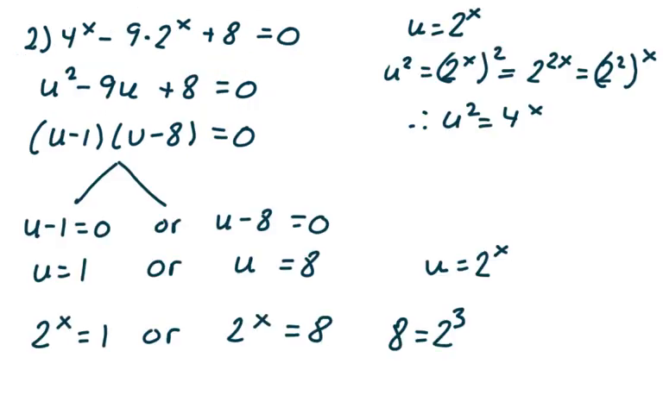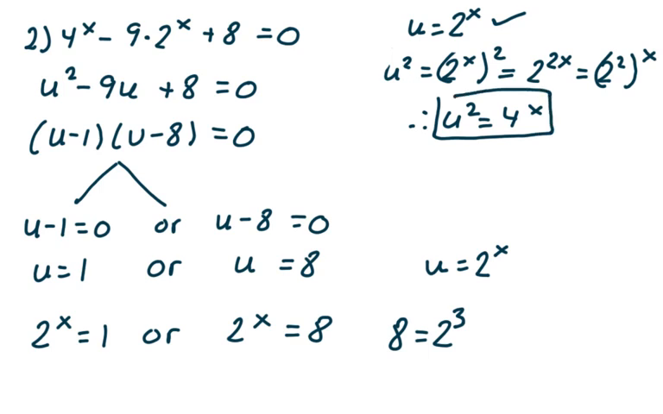Let's take a look at example 2. Suppose we are given 4 to the x minus 9 times 2 to the x plus 8 equals 0. We're going to solve this just like example 1. So what we're going to do is let u equal 2 to the x. Square both sides and we get u squared equals 2 to the x quantity squared, which is equal to 2 to the 2x, which can be written as 2 squared raised to the x power. But remember that 2 squared equals 4, which says u squared is equal to 4 to the x.